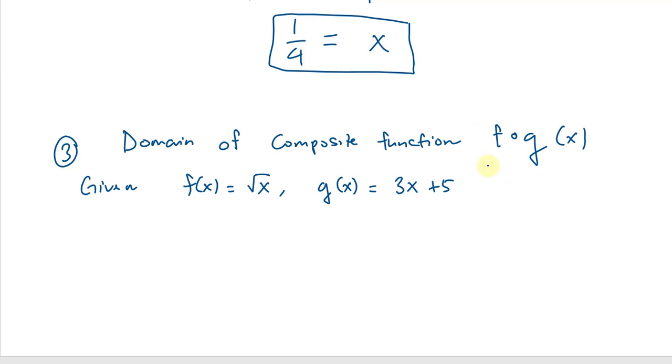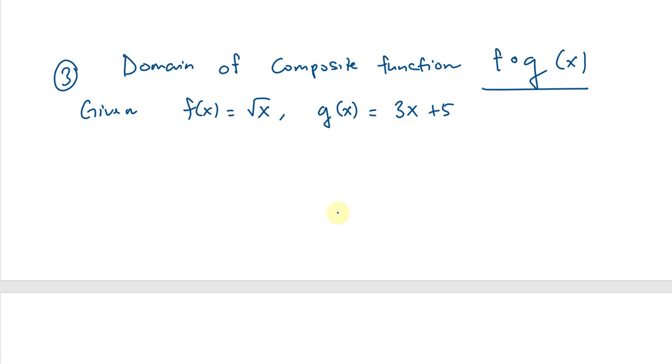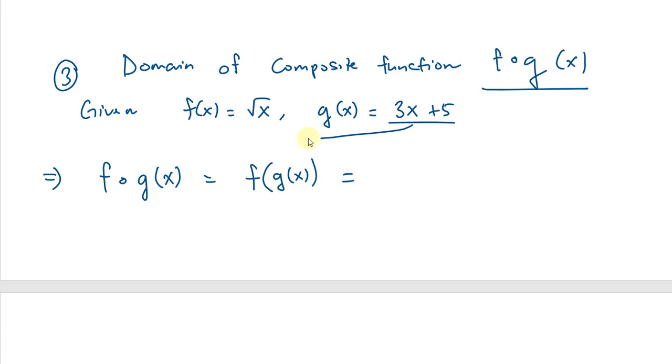Now you are looking for the domain of this function. The first thing is you have to write that function out first, right? This is the notation for composite, but we do have to write out what f composite g is. We know that f comes first, so f is the outside function, g is the inside function. So that equals f of g of x. And we know that g of x is given as 3x plus 5, right? So this is equal to f of, and then g of x is this guy here, 3x plus 5.